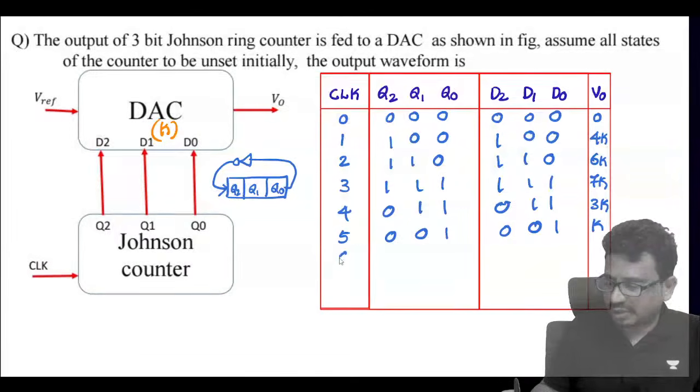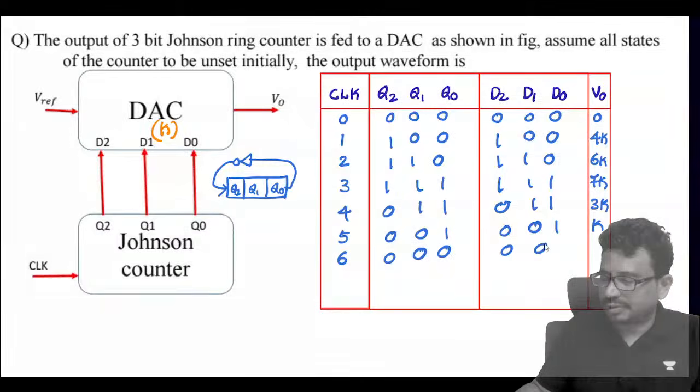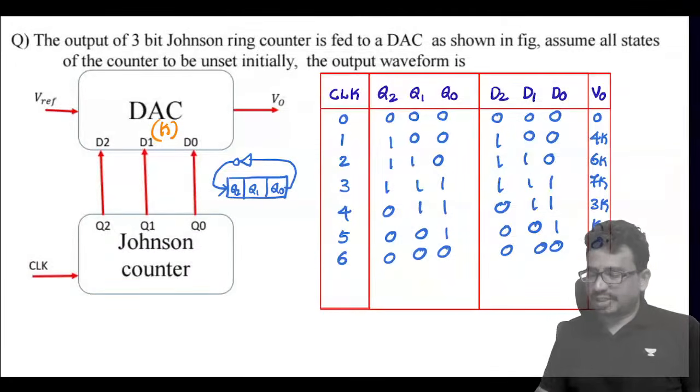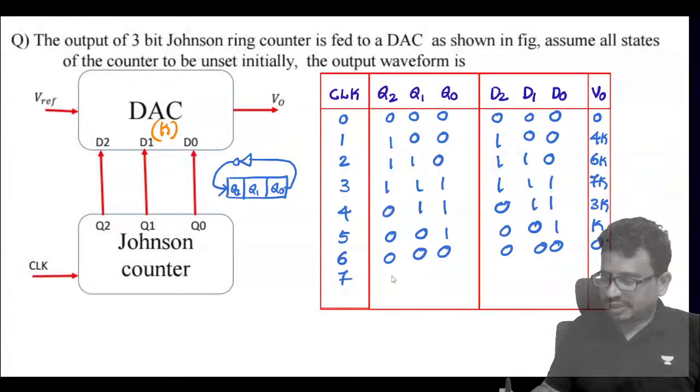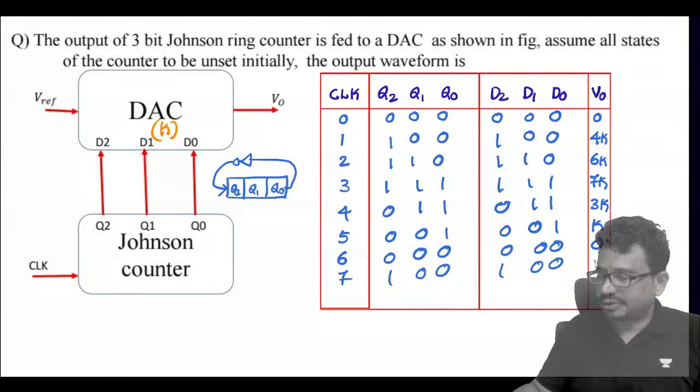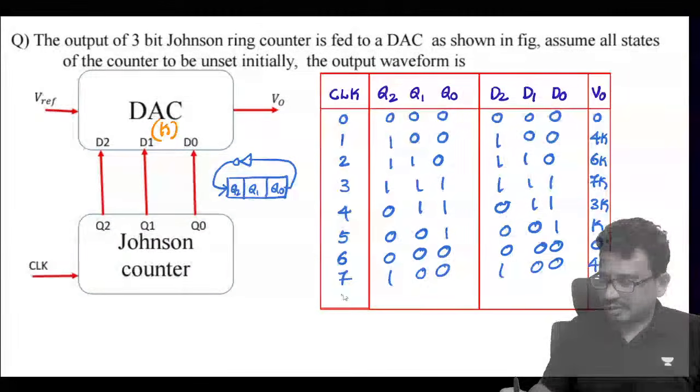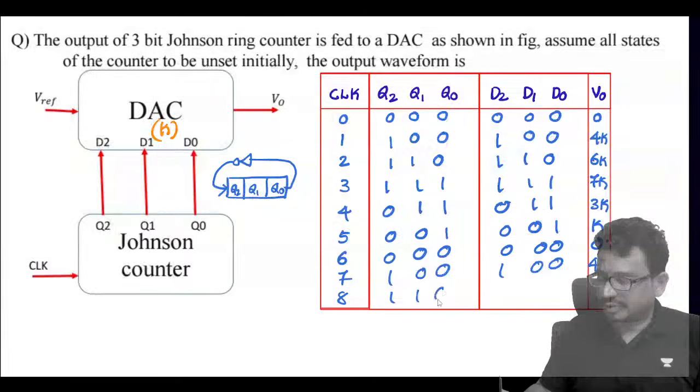Next we apply the sixth clock, so 0 0 0 will come as 0. Like this it will continue. Seventh clock, 1 0 0, so this is 4k. So the eighth clock, 1 1 0, this is 6k.